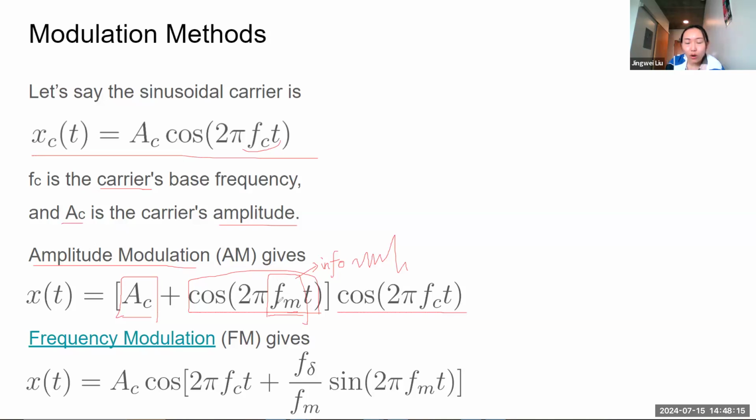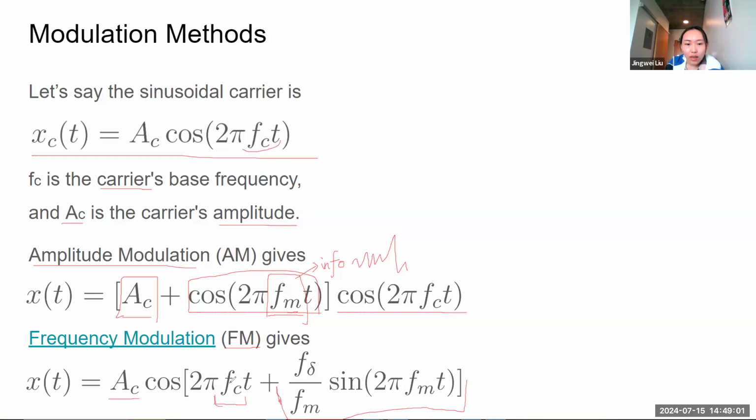Your modulating signal is added to the amplitude. That's why this is called amplitude modulation. So this is one way of modulating. Another way is called FM, frequency modulation. It's called frequency modulation because the modulation signal is added to the frequency, right? So in FM, your amplitude doesn't change, but inside the cosine, because this is your carrier frequency, your modulation signal is added to the frequency term, right?